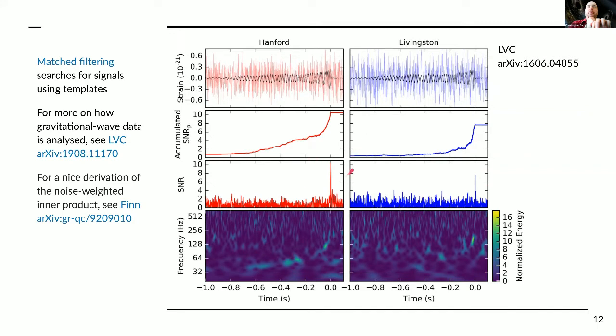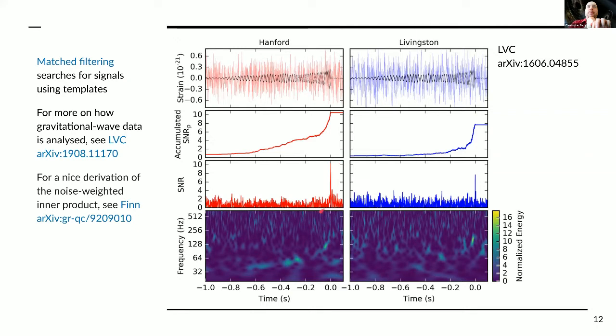We look for peaks in two detectors at the same time, or within the light travel time window between the detectors, with the same template looking for the same signal. That's a good indication that we have something to see. Okay, so we have a template, we look through it, and we can pick up what the signal looks like.